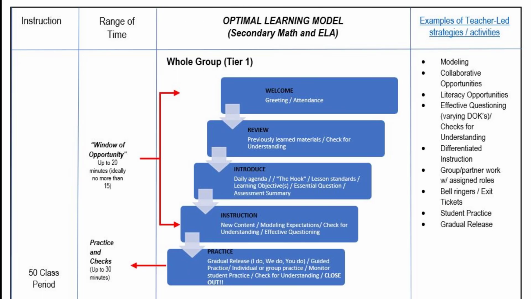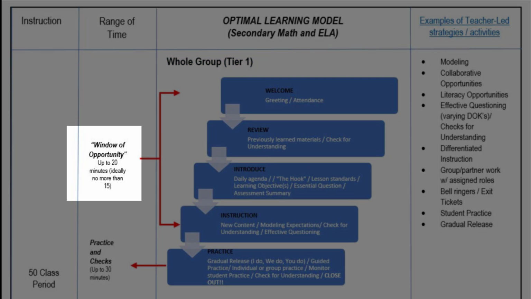Our optimal learning model for secondary math and ELA starts with whole group instruction. We call this the window of opportunity. In whole group instruction, we give our teachers what we call a tight 20 minutes to do their whole group instruction, because the focus of classroom instruction should be student learning, not teacher delivery.